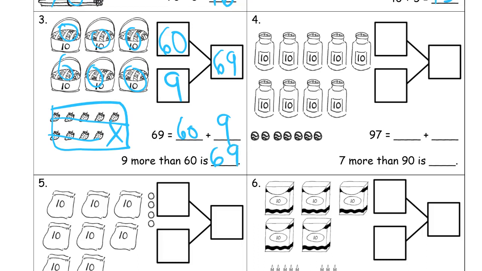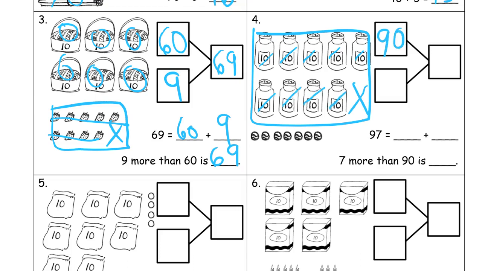And now we're looking at jars of marbles. And just like a 10 frame, you can see that there's one missing. So it's one less than 10, so it's 9. And those are 10s. So it's 90 because it's 10, 20, 30, 40, 50, 60, 70, 80, 90. And then how many ones do we have? 1, 2, 3, 4, 5, 6, 7. Or 91, 92, 93, 94, 95, 96, 97. 97 is 90 in tens and 7 ones. 7 more than 90 is 97.